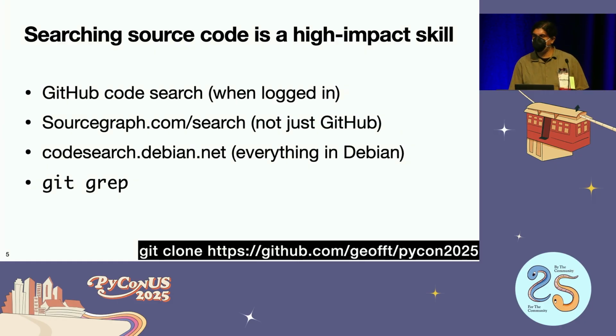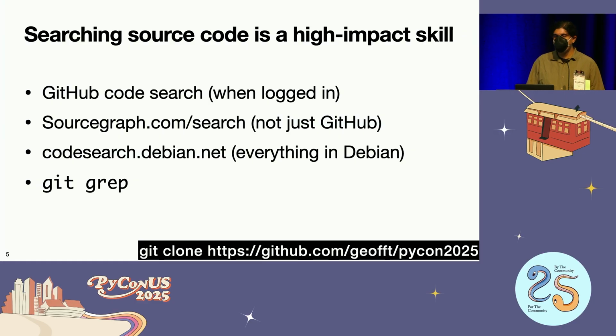So let's do that. Before we do that, I want to talk about a few good ways to do it. For anything that's on GitHub, if you're logged in, there is a good code search. There is a company called SourceGraph. They make a commercial product, but they also have a public code search as kind of a tech demo that searches GitHub and GitLab and a couple of other things.